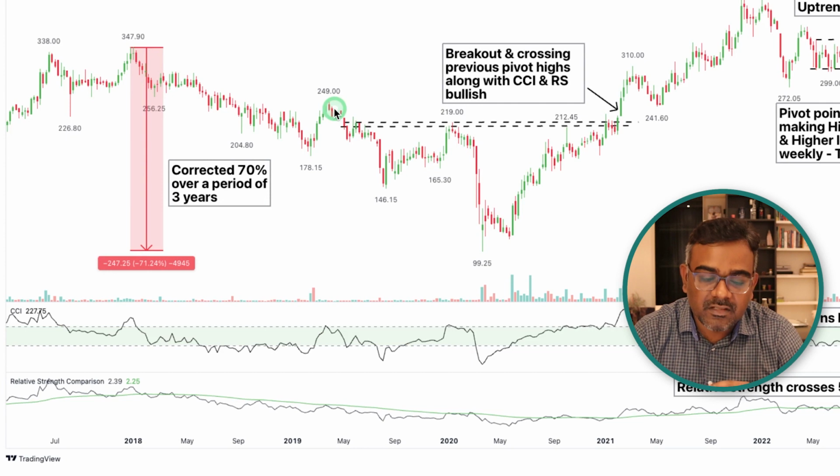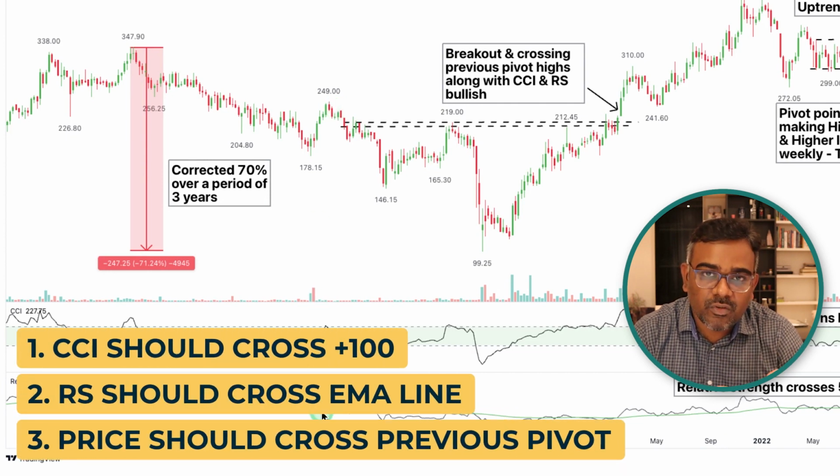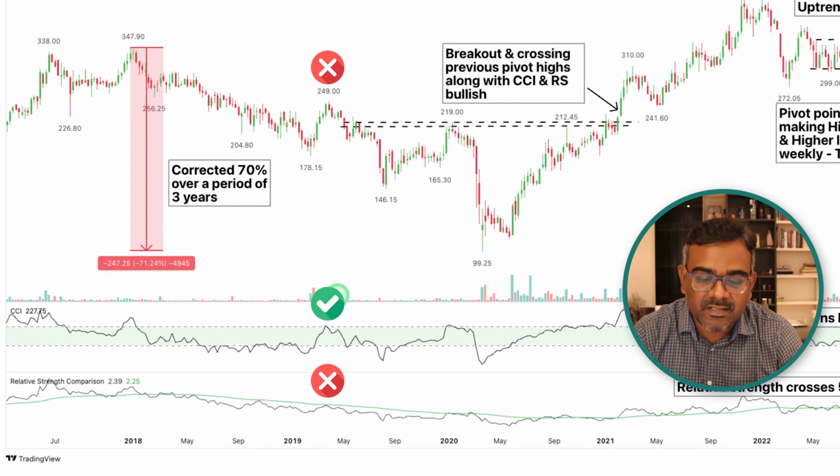Okay, so that's the first. These are three rules. CCI has to cross 100, relative strength has to cross the 52-week moving average or the green line, and the price should cross the previous pivot on this chart. So since the stock did not meet two of the criteria here, we're going to skip the chart or the stock for investing at this point.